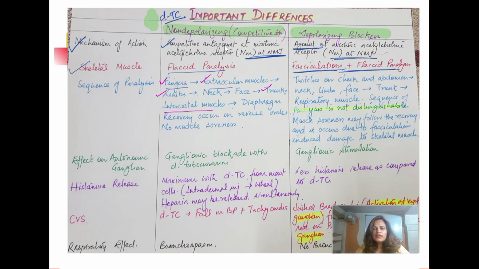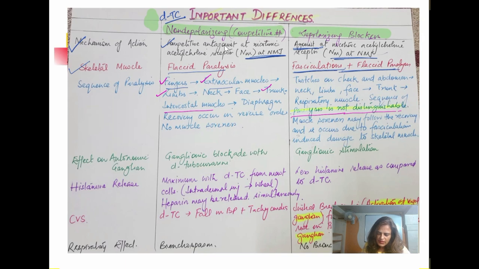Whereas on the other hand, with succinylcholine, the larger muscles are involved first, like the twitches; you can see fasciculation on the chest and abdomen, followed by twitches on the cheek and abdomen. Then the neck, limbs, face, followed by trunk and respiratory muscles. The important thing is the respiratory muscle is the last one in both cases, d-tubocurarine or succinylcholine. But here the duration of action is so short that paralysis is not that much distinguishable.